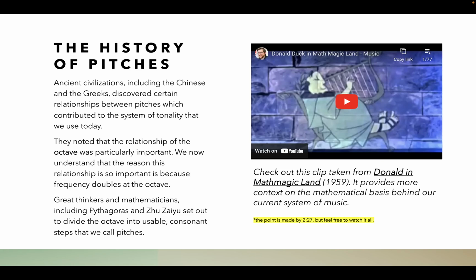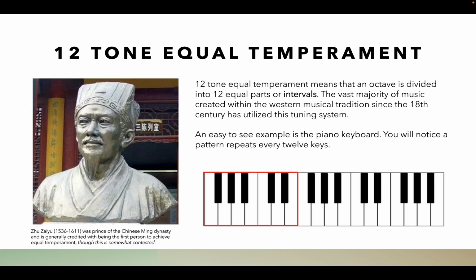This video I have is really great. I show it to almost all my classes. It's from way back in 1959. It's called Donald in Math Magic Land. It's an early Disney film, and it kind of walks you through the discovery process of Pythagoras and how we got to our modern diatonic scale.